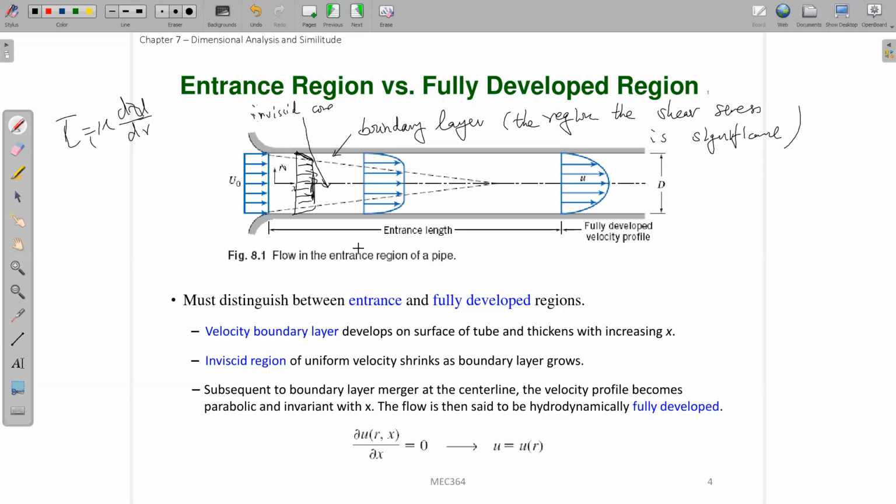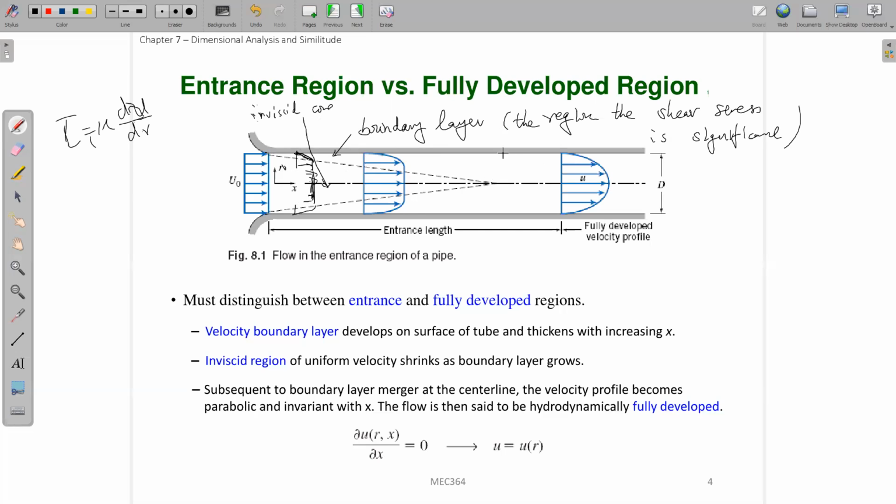With the flow going along this x direction, the thickness of this boundary layer will keep increasing. This means that the region of the inviscid core will keep reducing, until at some point the boundary layers generated from the wall on all sides will meet at the center line.